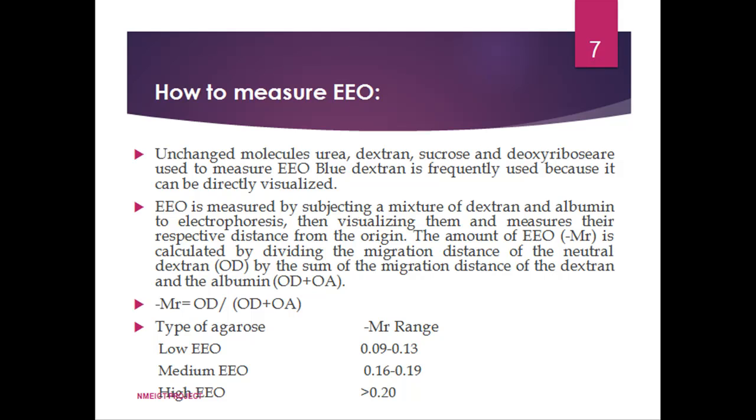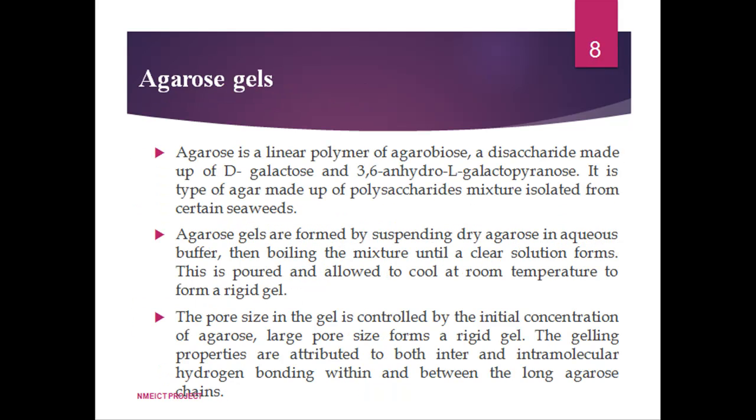Agarose gels. Agarose is another support medium which is widely used in the electrophoresis process. Agarose is a linear polymer of agarobiose, a disaccharide made up of D-galactose and 3,6-anhydro-L-galactopyranose. The structure is shown in the figure. Agarose is a type of agar made up of a polysaccharide mixture isolated from certain seaweeds.